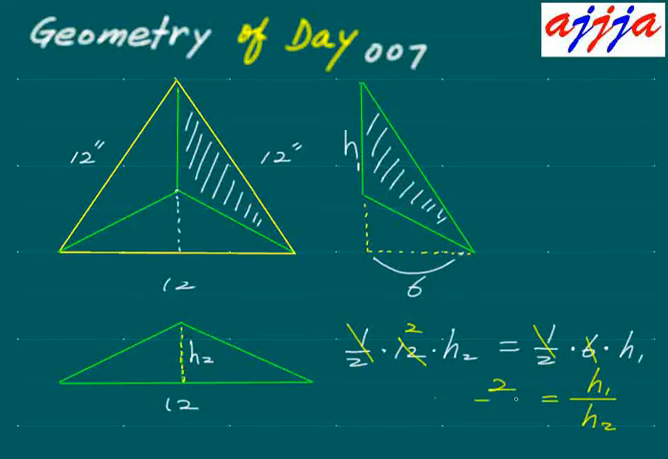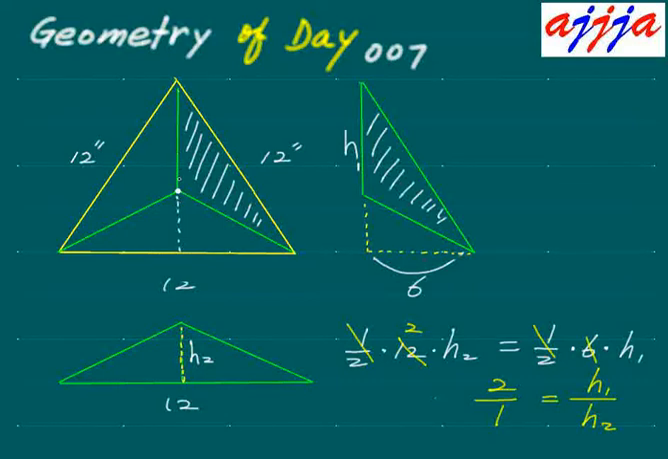Which is 2, so 2 means 2 over 1. Now clearly you can see h1 is twice h2. Wait a minute, so that means if this one is 1, this one must be 2. Then right away you know that this is really important. Okay, so we have the center. Then not all triangles, but an equilateral triangle, right?